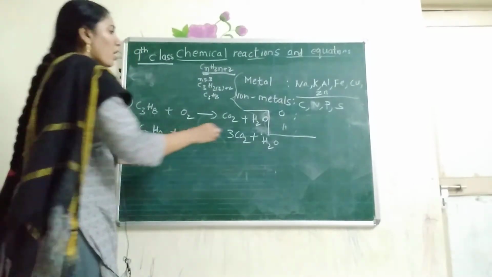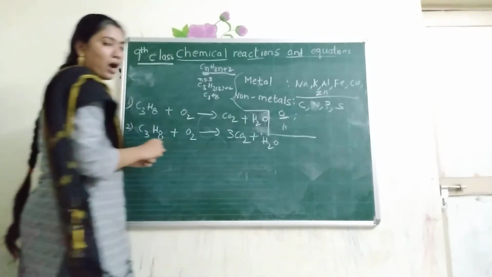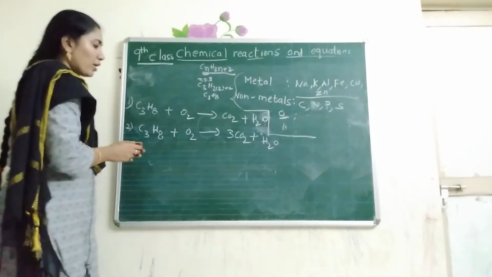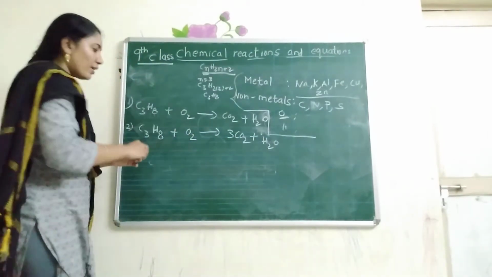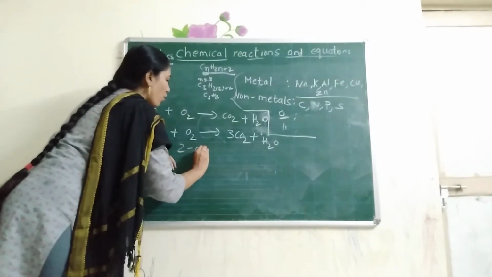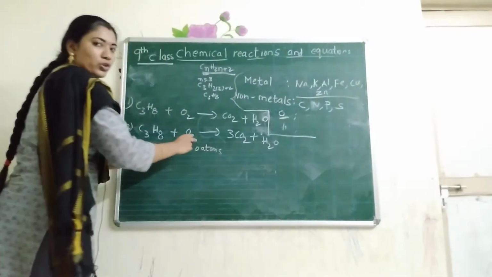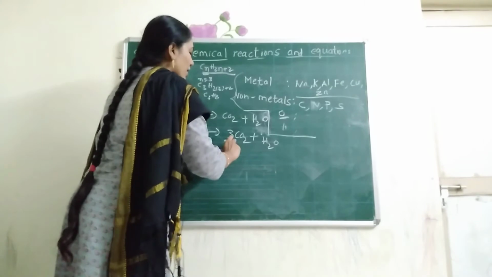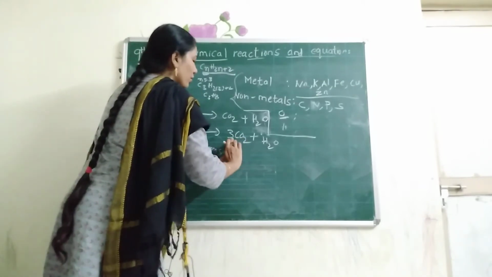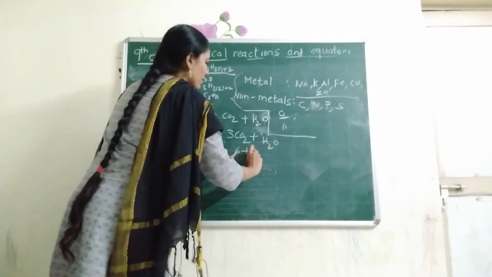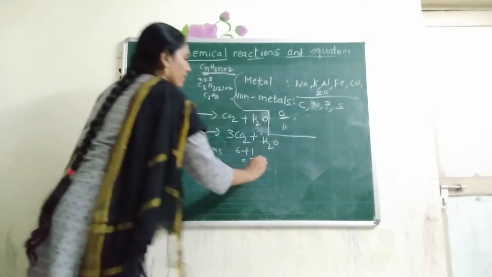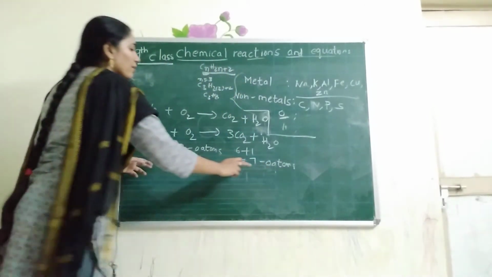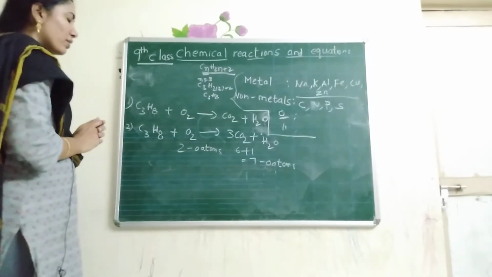Then what do we have to balance? Oxygens. After non-metals we have to balance the oxygens. See the number of oxygens on the reactant side and on the product side. How many oxygen atoms are there? There are 2 oxygen atoms. O2 means one molecule; in that molecule 2 oxygen atoms are there. Here how many oxygen atoms are there? 3 into 2, 6, plus 1, that is equal to 7 oxygen atoms. On the reactant side 2 oxygens are there; on the product side 7 oxygen atoms are there.